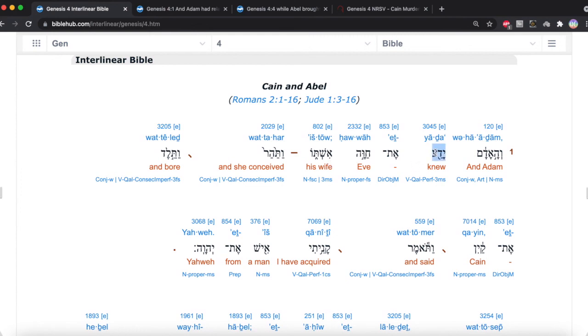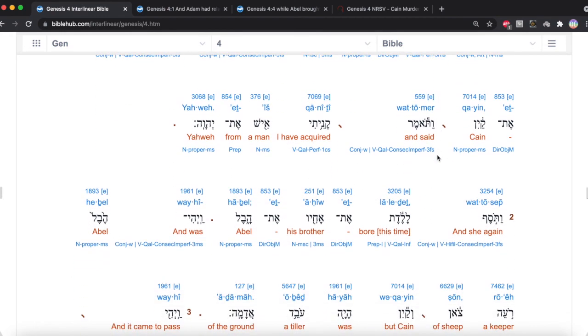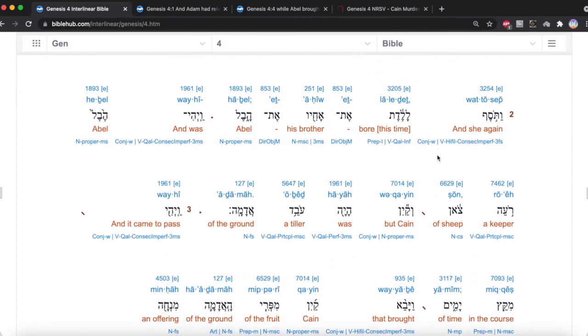Also notice this in Hebrew, it's way more sort of vague, ambiguous, right? It's a euphemism, right? Adam knew his wife is indeed the sort of biblical, polite way of saying had sex with, made love with, however you want to word that, had relations with. In Hebrew, it's just, and he knew her.